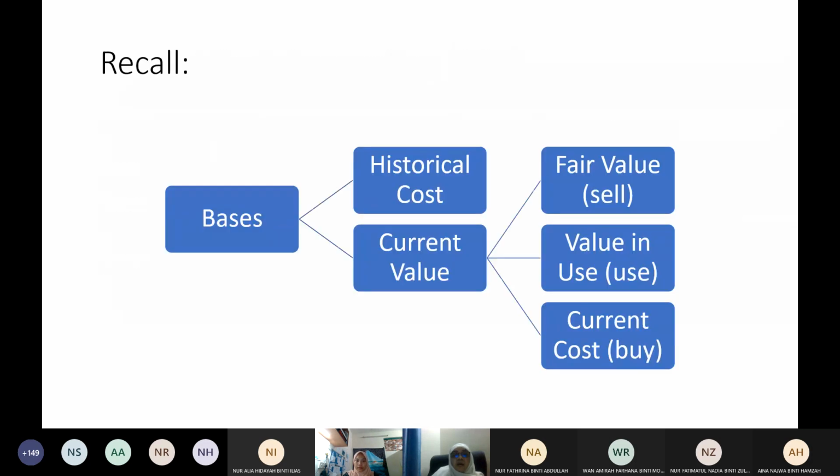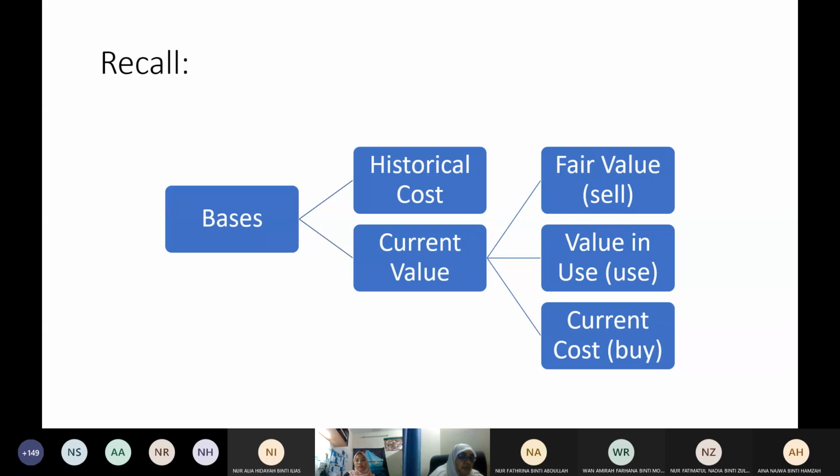So let's look at what we are currently using, because this is more important. This is a refresher, because you have done this before. You know about historical costs, you know about fair value. You have done it, I think, in FAR 3, if not FAR 4, I can't recall which. And you know about value in use and current costs. Generally, the distinction between fair value and current cost is that fair value is the price in selling, whereas current cost is the price in buying or replacing an asset.